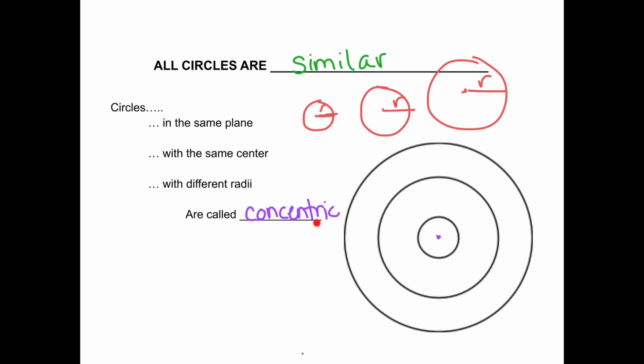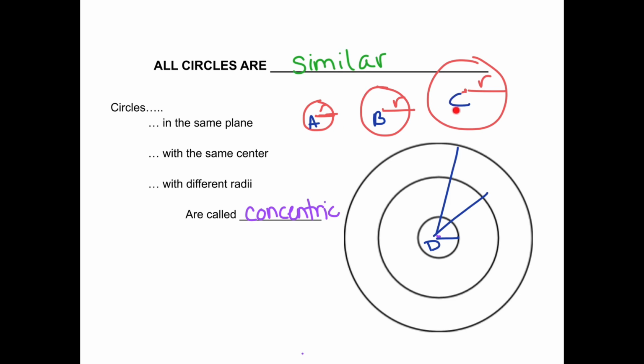Circles are considered concentric when they share a center and they're on the same plane. They have the same center, they just have a different length for their radius. So those are considered concentric. So these would all be like maybe circle D as their center, but this would be A, B, C.